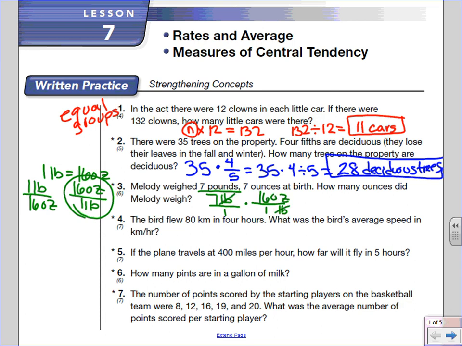Pounds will cancel out, and this tells me since 16 and 7 are both on top, then I'm going to multiply them. So 7 times 16 is equal to 112 ounces. So that's how many ounces are in the 7 pounds that she weighed. But she was also 7 ounces more than 7 pounds. So I have to add on 7 more ounces, and I get 119 ounces.